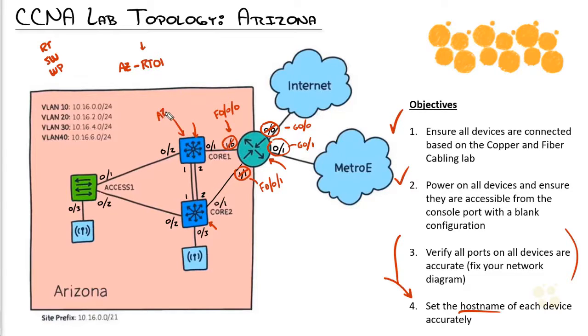This one would be AZ-SW01, right? This one, AZ-SW02. Now, you might be thinking, well, it's Core 1, Core 2, Access 1. Well, yeah, these are names that I had on here when we were learning about network architecture and how it should be.